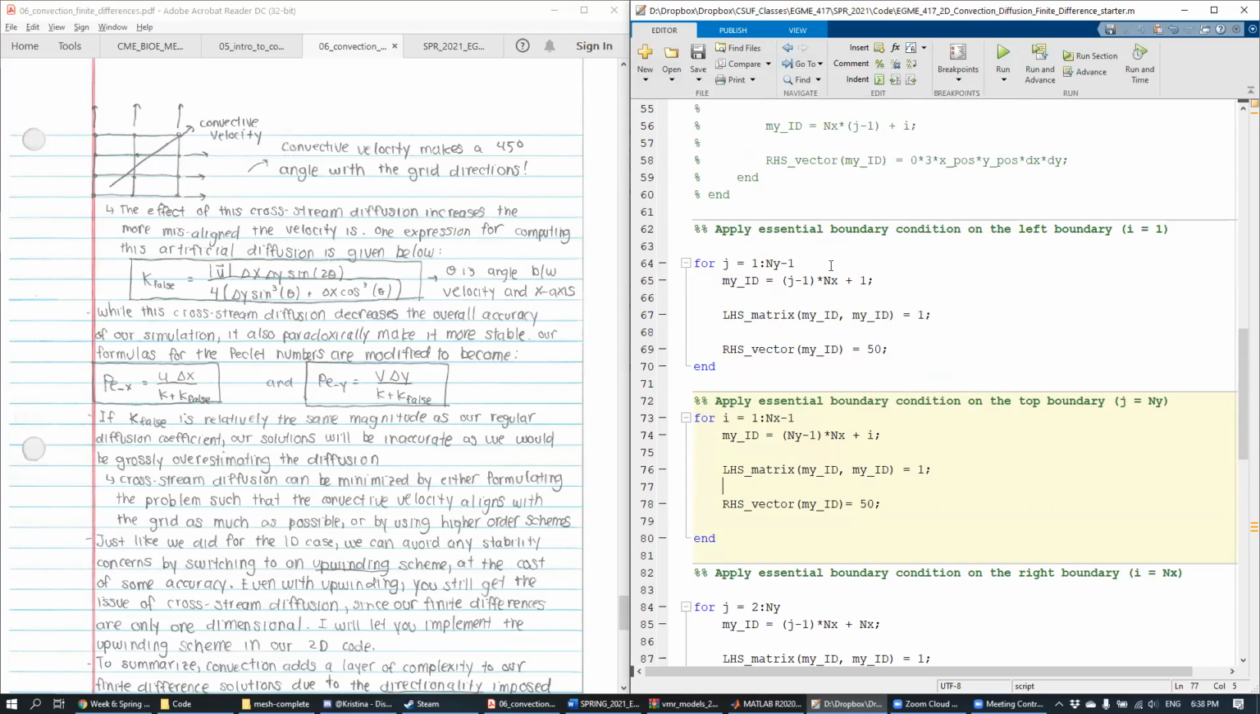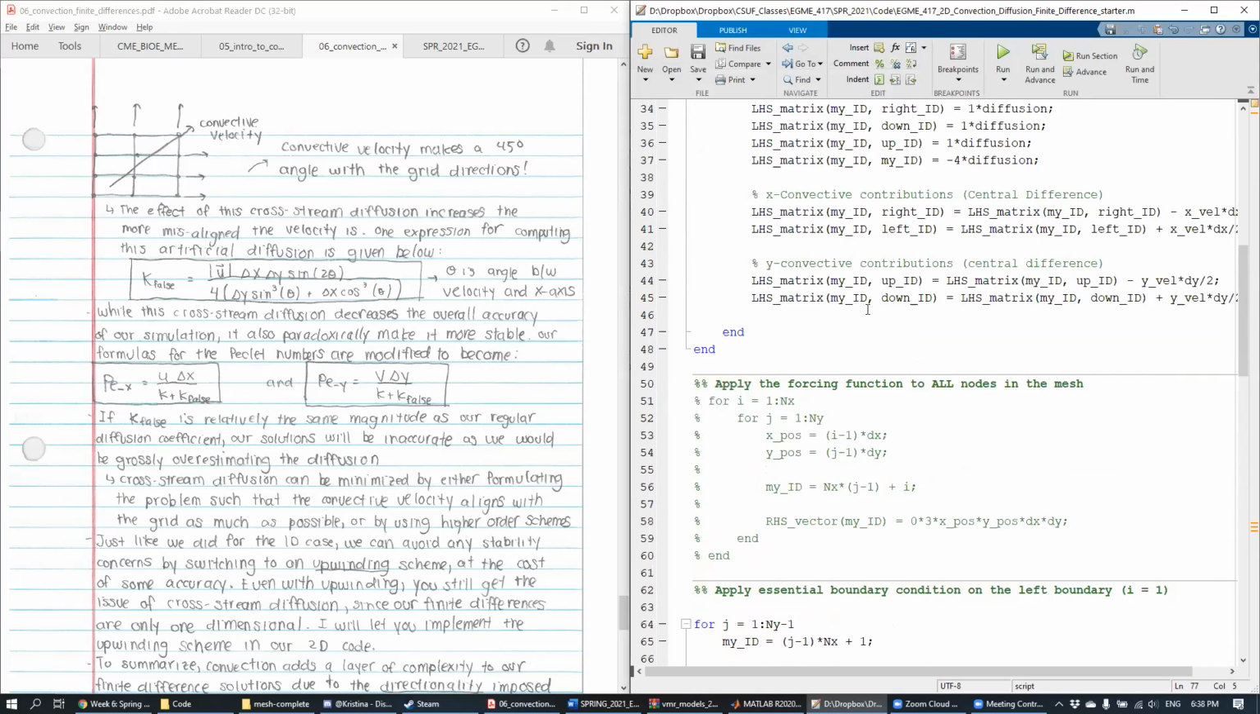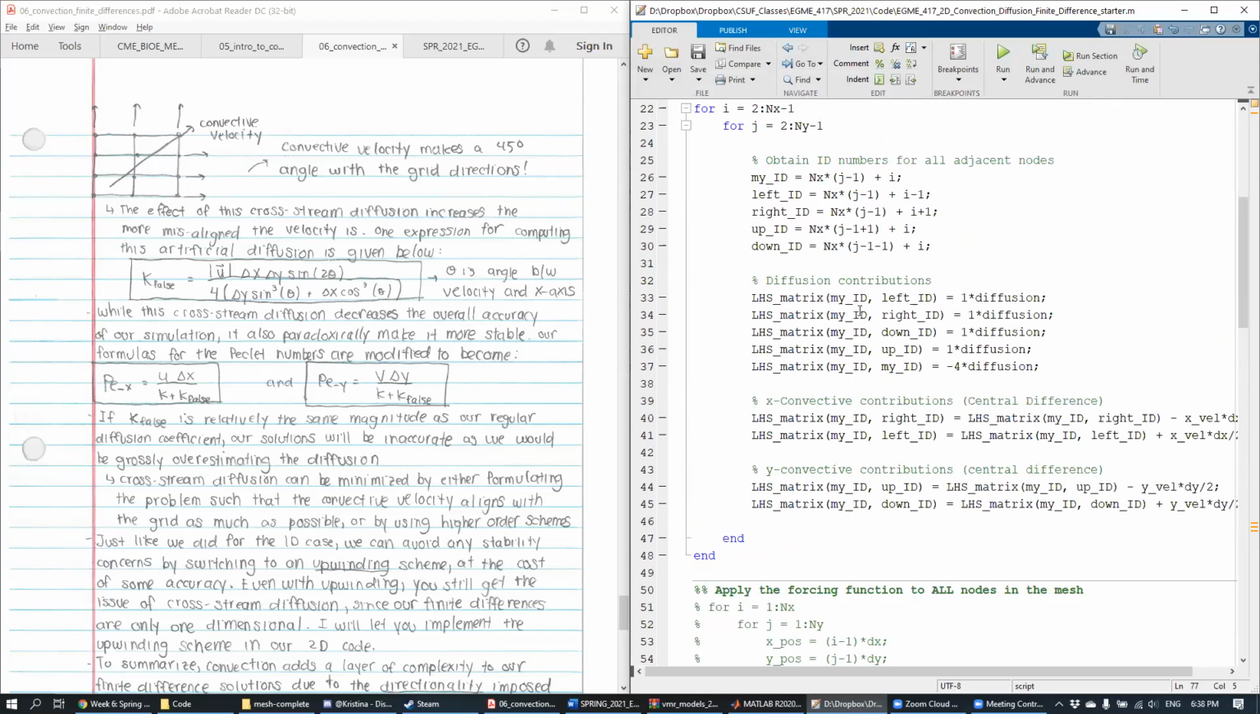I'll post this solution afterwards, so you can take a look. But I do want to talk about cross-stream diffusion. I'll take a look after, but I do want to cover cross-stream diffusion before we do that. Let me come back here.